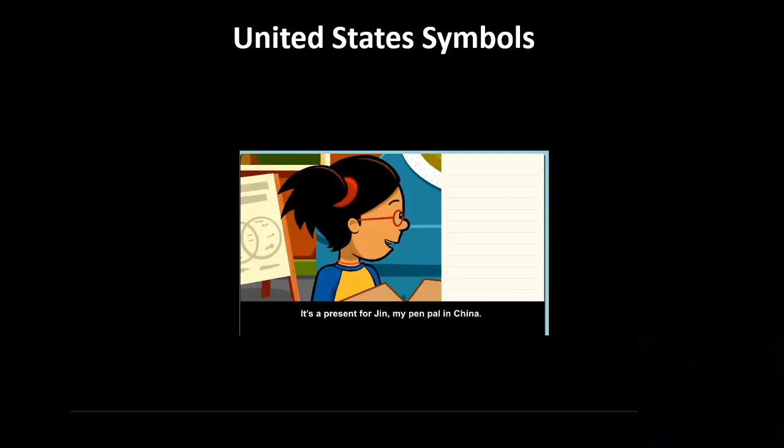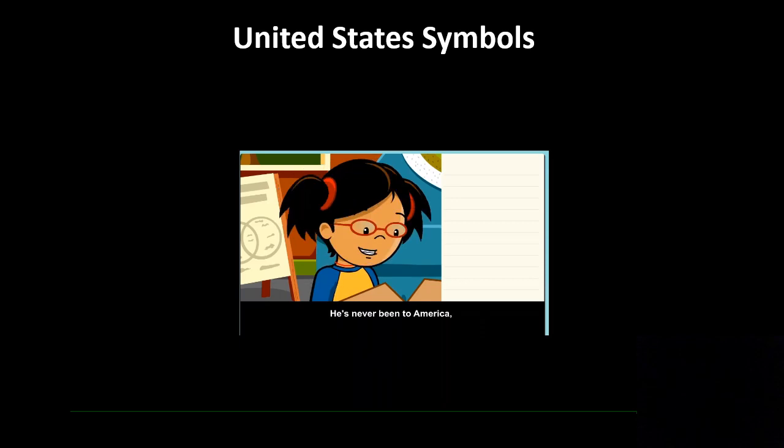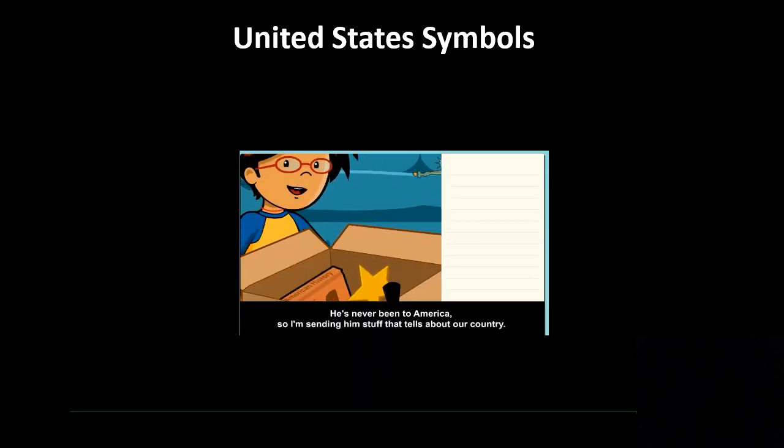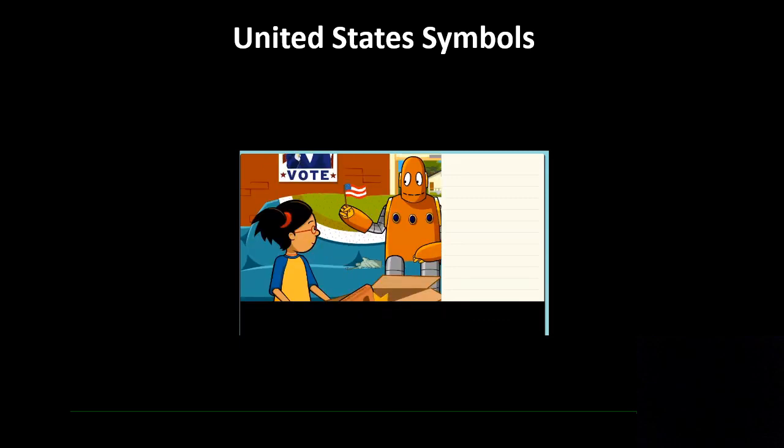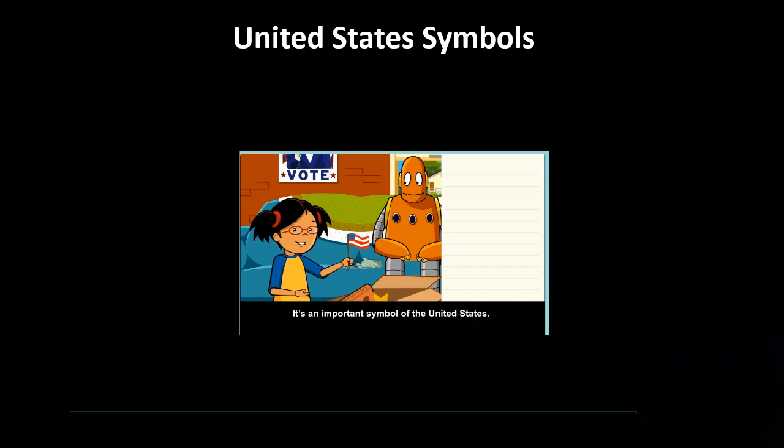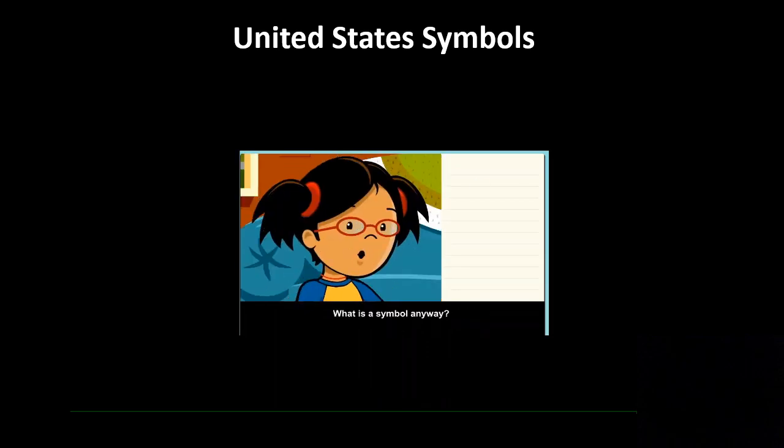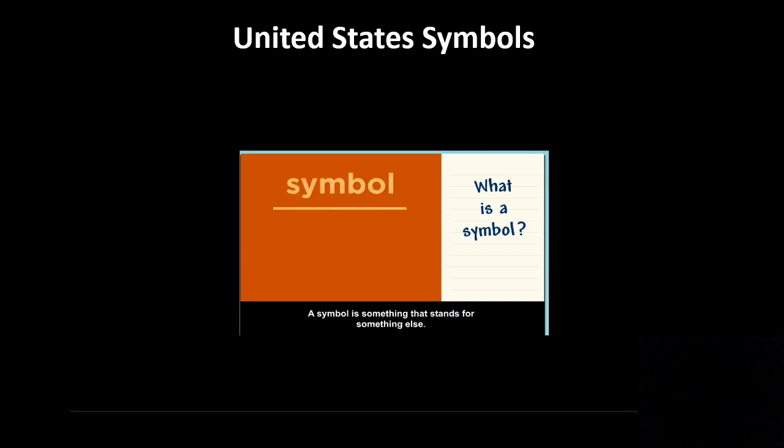It's a present for Jin, my pen pal in China. He's never been to America, so I'm sending him stuff that tells about our country. Good idea, Moby. We should give Jin a flag. It's an important symbol of the United States. What is a symbol, anyway? A symbol is something that stands for something else.